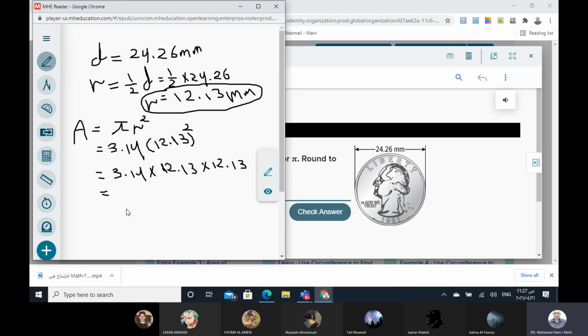Now we can calculate. We have 3.14 times 12.13 times 12.13. So the answer will be 462.009866 millimeter squared.